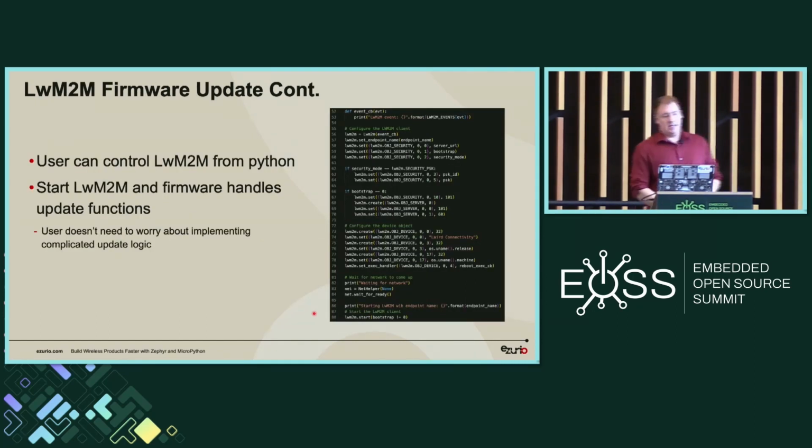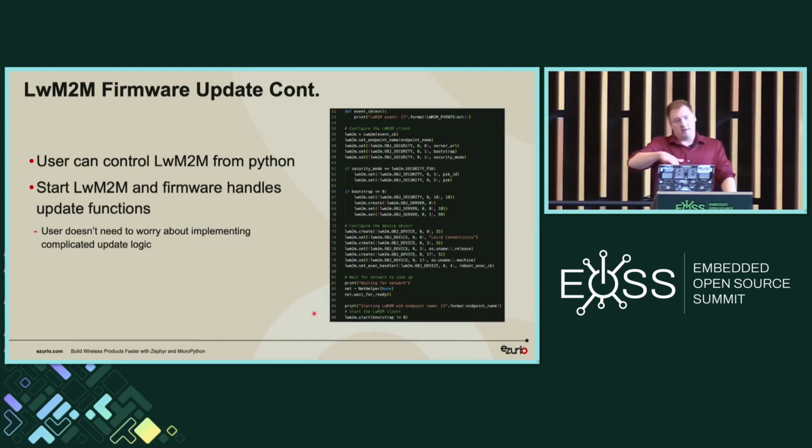So what's really nice is the user can control lightweight M2M completely from Python. So we provided a lightweight M2M API from Zephyr, so we made the common functions a user would want to access available in Python. So if a user doesn't want to use lightweight M2M, they don't use it. And it doesn't start up by itself. They have complete control over starting it up. But what's great is the user doesn't need to know how the firmware update piece of that works.